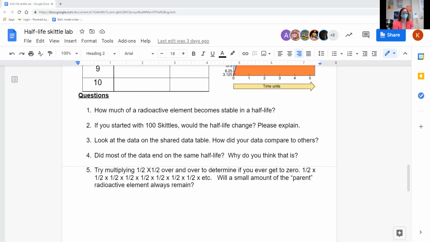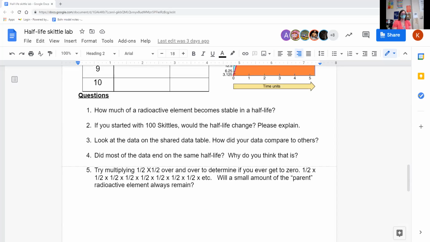All right, here's a question based on Friday's notes. If you started with 100 Skittles instead of 15 or so, would the half-life change? What'd you say? I just couldn't hear you. Well, what does that mean? What is a half-life? Let's think about the definition of half-life. A half-life is the time it takes for half of them to decay. So if we started with more, would that adjust the time we should have been shaking each one?